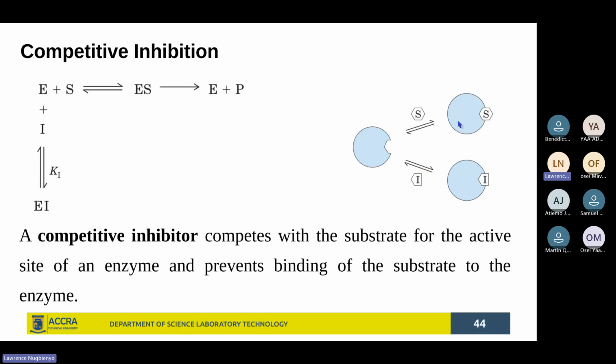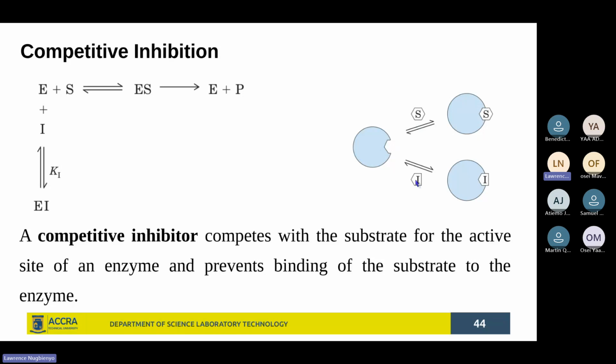On the right-hand side of the screen, you have this diagram where you have an enzyme, which is a round molecule with some portion depicted as the active center of that enzyme. Now the S is the substrate. When S binds to the enzyme, it forms the enzyme substrate complex, and that enzyme substrate complex can then go ahead into a transition state and further to form a product.